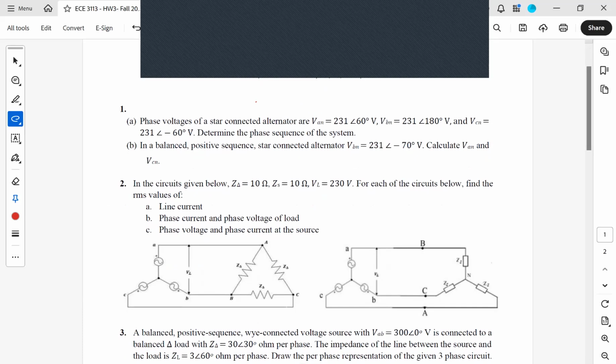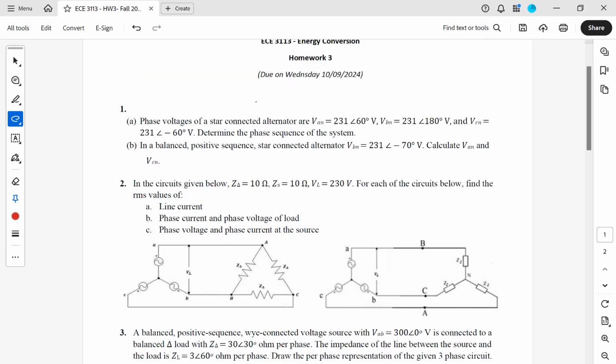Okay, let's start. In question one, part A, the question gave us the phase voltages of a star-connected alternator: VAN is 231 at 60 degrees, VBN is 231 at 180 degrees, and VCN is 231 at minus 60 degrees. It asks us to determine the phase sequence of this three-phase alternator.